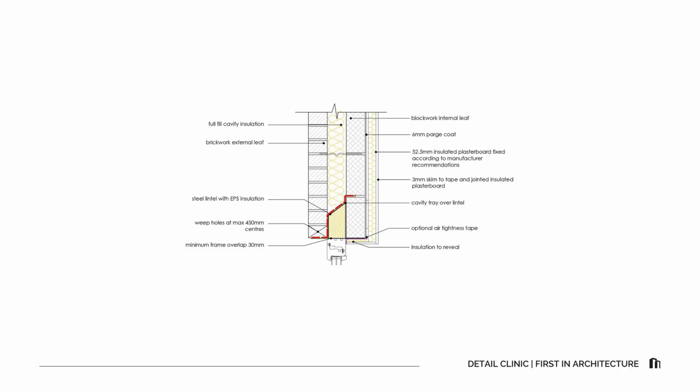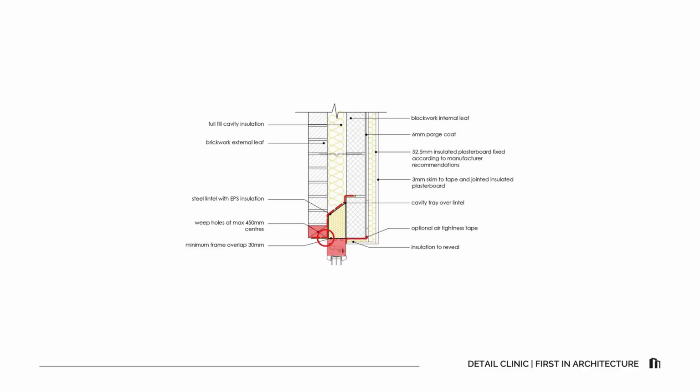So cavity trays and weep holes must be included above the window and door openings in cavity walls. Weep holes at 450mm centres maximum, and they must be kept clear during construction. Frame overlap of a minimum of 30mm to 50mm for adequate thermal performance, and the frame set back by 38mm from the external face. Not forgetting that in severe exposure zones, a check rebate would be needed, and this is where the joint is just better protected from the elements.